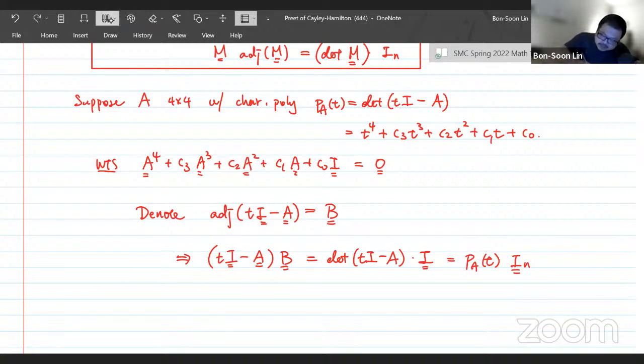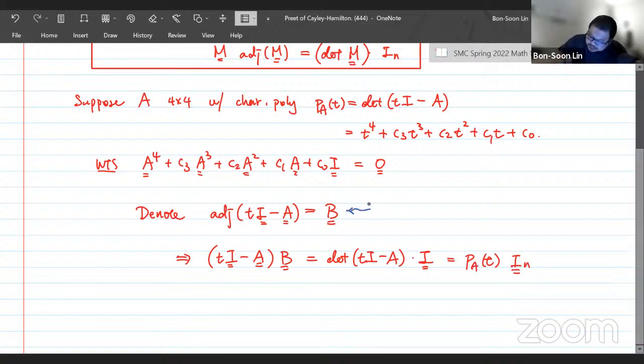Now notice this expression has T's everywhere. In fact, this matrix B itself has entries with a bunch of T's in it. This B is a 4x4 matrix because it's the adjugate of some 4x4 matrix with T's in its entries. To be more precise, each entry is a polynomial in T.